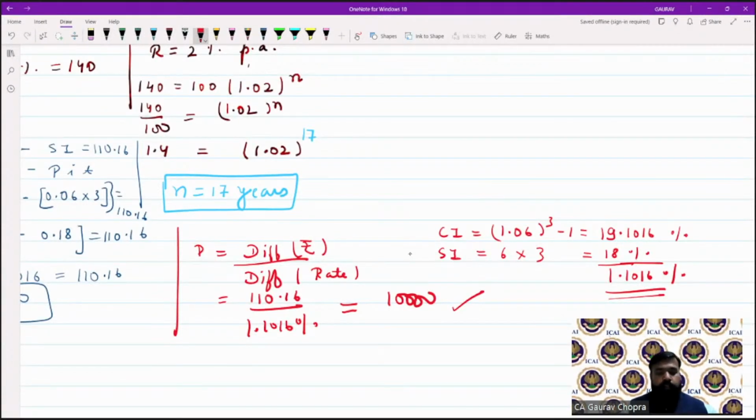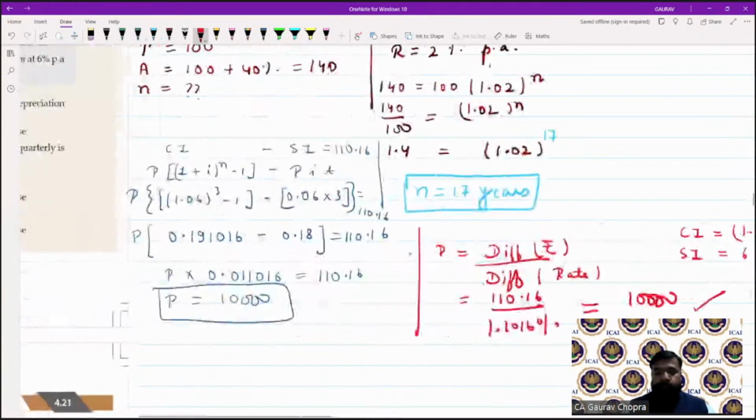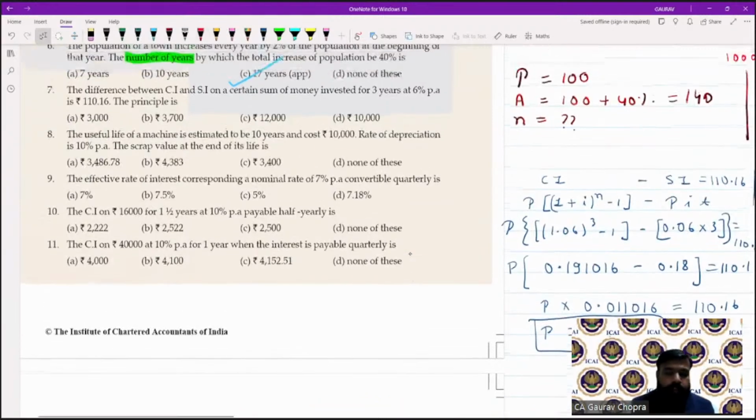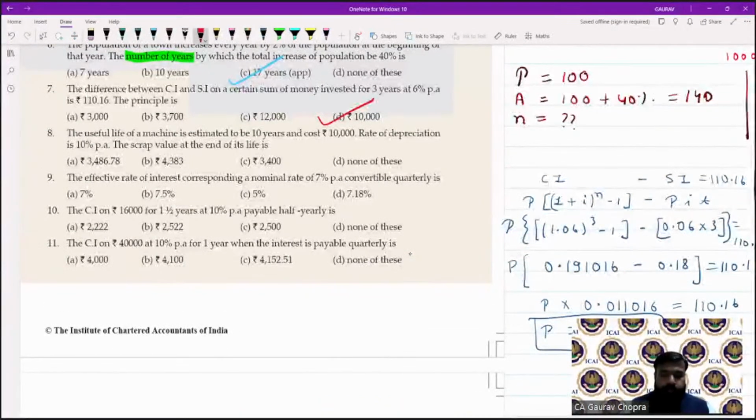All right. So difference upon difference, and this question is most important from exam point of view. ऐसा question बहुत बार exam में repeat होता है. So this is the favorite question. All right. So seventh we have done, 10,000.